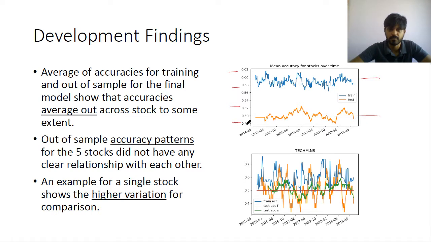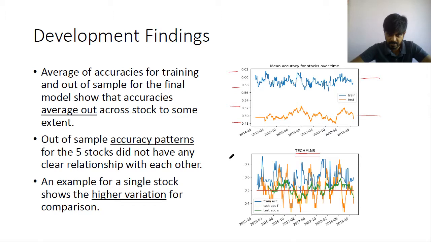So we have 48% to 52% for out of sample, and we have about 57% to 61% for the training. Now, to contrast this, remember this is for all 50 stocks that we traded during the backtest. Here's an example of a single stock.